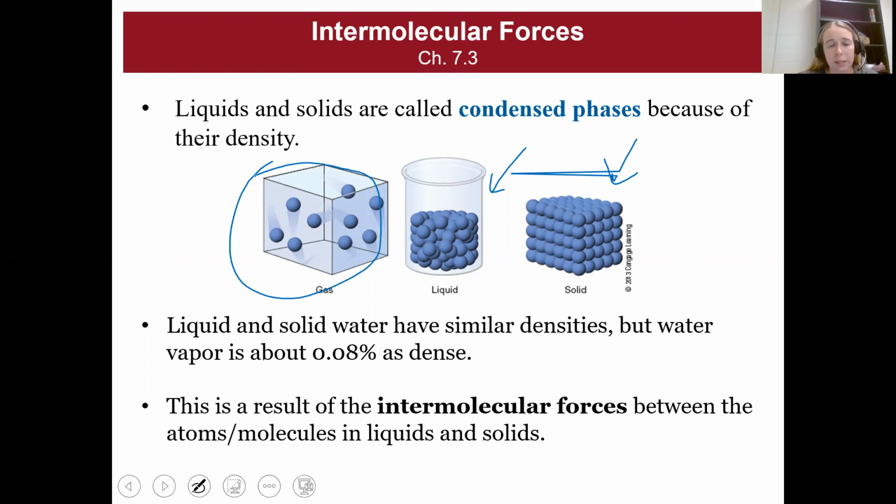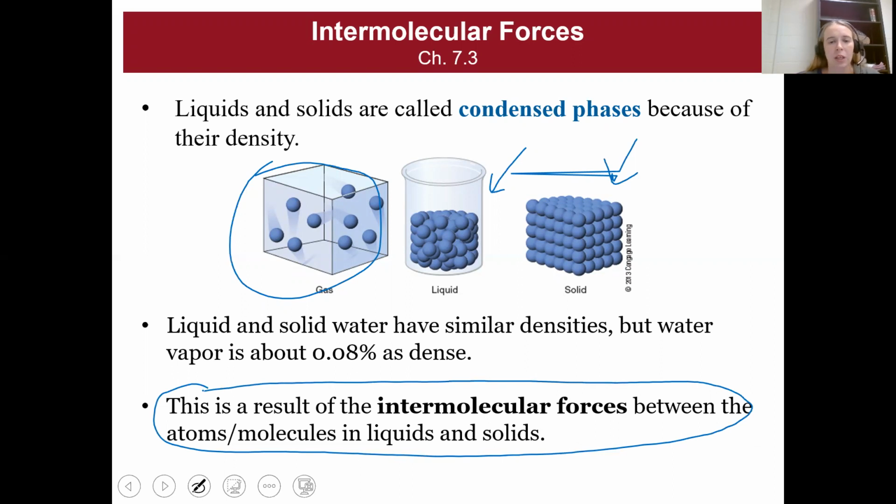Liquid and solid water, or ice, have similar densities, but water vapor is less than 0.1% of the density of liquid and solid water. So water vapor, the gas form, is so much less dense. And this is a result of intermolecular forces between particularly the molecules in liquid water and ice.